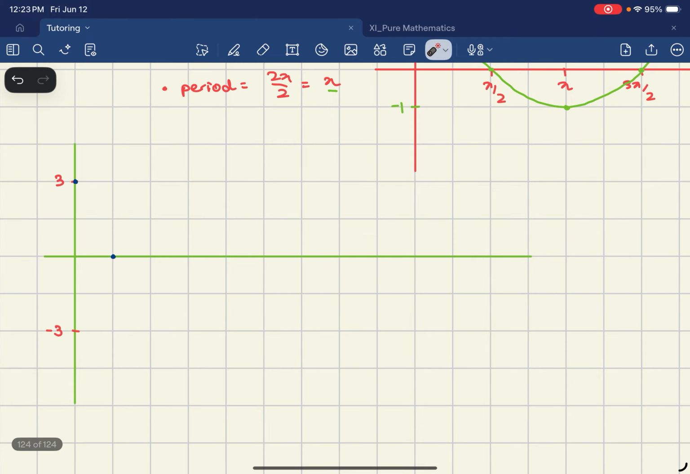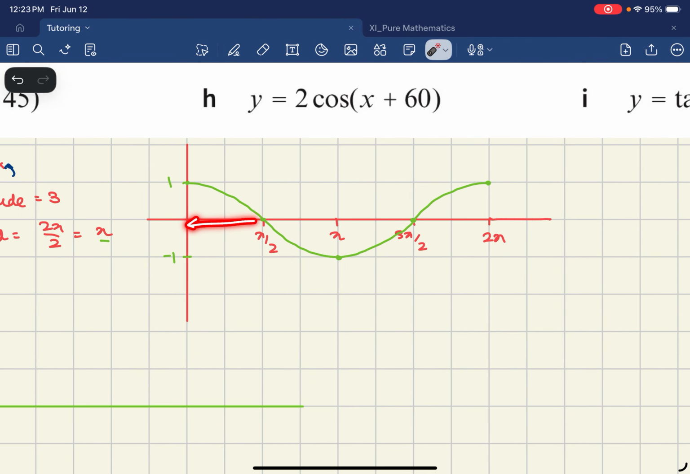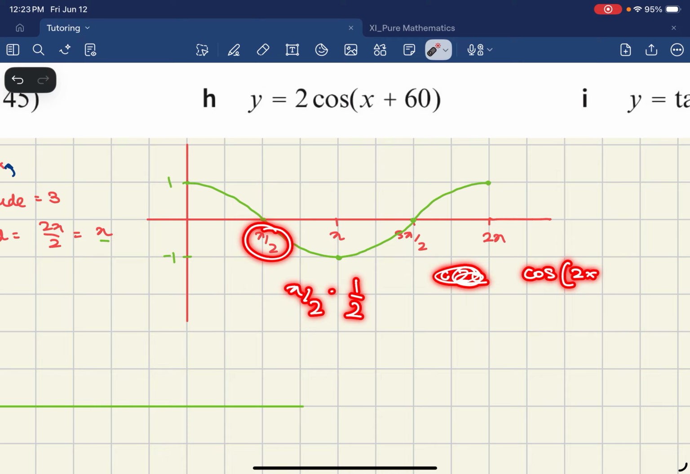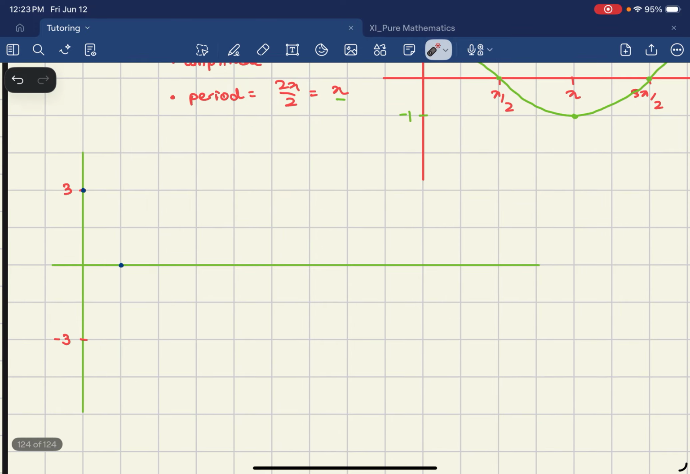So you're going to have the same 4 sections, but instead of the section width being pi over 2, it's going to change to pi over 4. Why? Because remember, your x coordinates are multiplied by half, right? Because you have 2x, cosine of 2x. So your x coordinates get multiplied by half. So instead of this section being pi by 2 long, it's going to be pi by 4 long. And that is the idea.